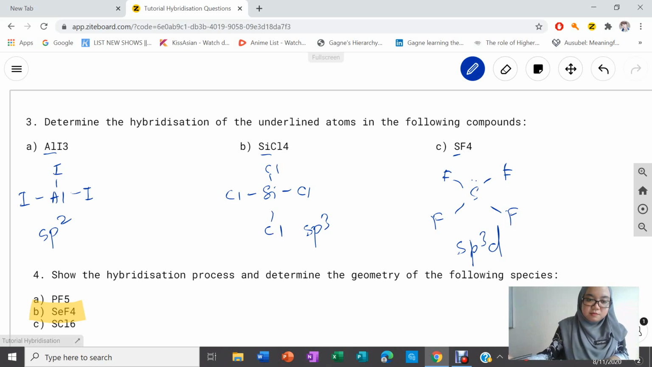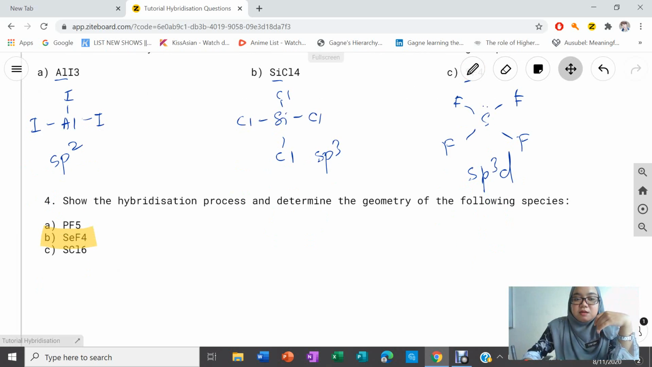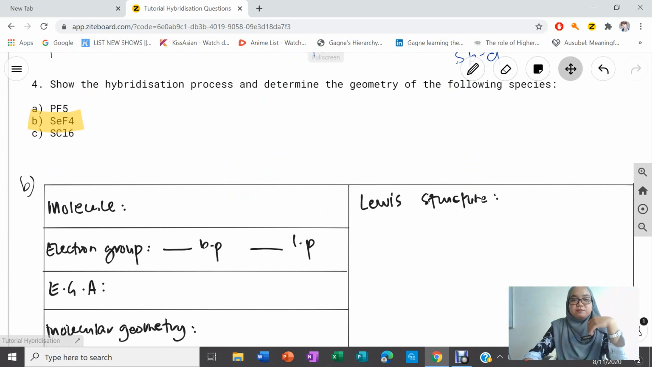Alright. This is just a very basic one. To know the hybridization of the central atom, you need to know how many electron groups are around the central atom. Then you can come up with the shape, and then the possible hybridization for the central atom, and you can explain everything else then. So next, look at question 4.